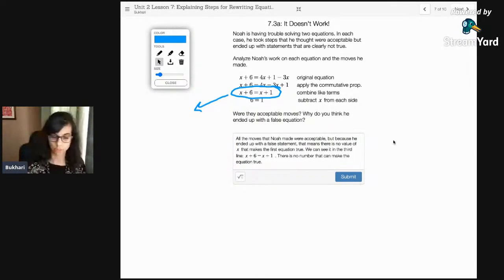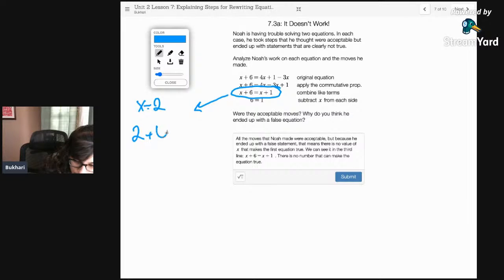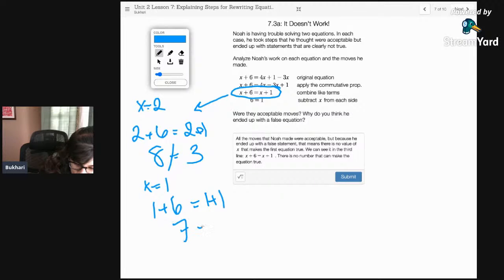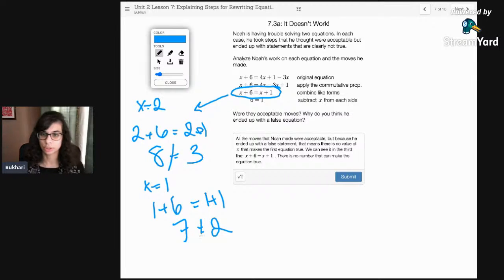And you could try to prove me wrong. Just try to pick some examples. If I have x equals 2, that means 2 plus 6 equals 2 plus 1. 8 does not equal 3. If I choose 1, then I have 1 plus 6 equals 1 plus 1. 7 is equal to 2, which is not true either. And so even though your steps might be correct, you have to take a look at the original equation. What is actually happening here? Is this true for everything?